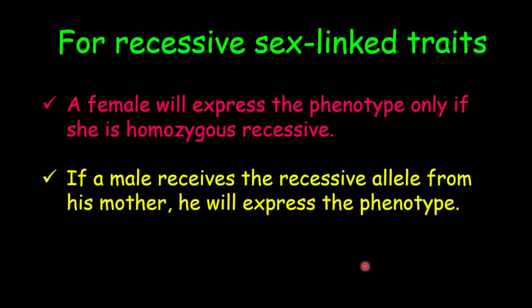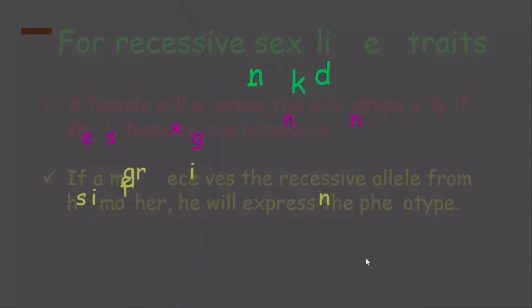However, if a male receives the recessive allele from his mother, he will express that phenotype no matter what, because he will only have one X chromosome anyway. So if he gets that one recessive chromosome from his mother, he's going to show it. And for this same reason, males are more likely to be affected by these X-linked traits. Color blindness, for example.